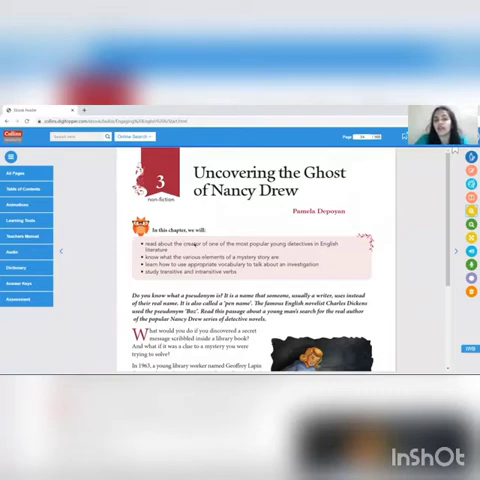We read about the creator of one of the most popular young detectives in English literature. Okay, we are reading not only about the character which she has created, but about herself also, the creator of the characters. Know what the various elements of mystery stories are. Learn how to use appropriate vocabulary to talk about an investigation.